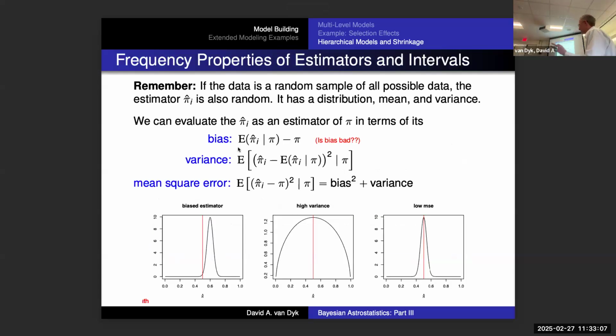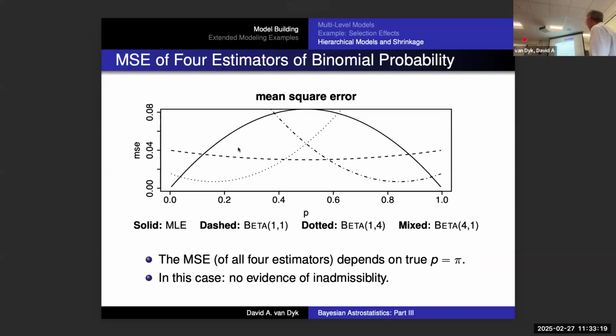Oh, before I should have done this in the other one. So this is again, let me go to finish the example, and I'll come back to this more general talk. So this is the mean squared error of those four estimators. So the solid line is the MLE. The dashed line, this one, is if I have beta 1, 1.